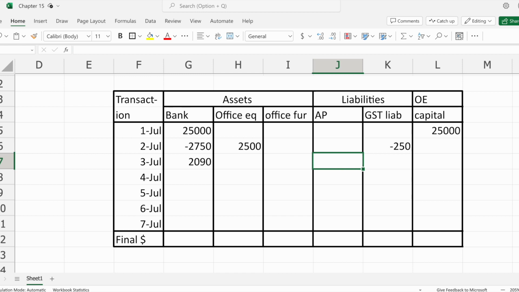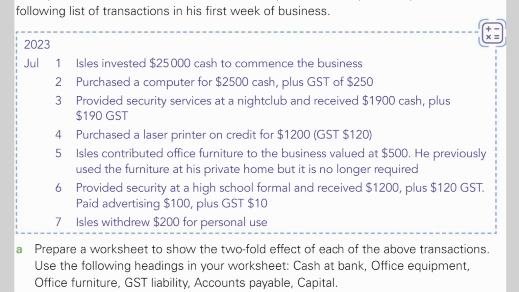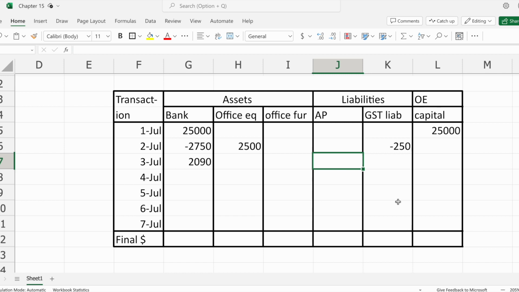Now the liabilities: with the information that we're provided with, we know that they got $190 in GST. My bad, we'll put the GST. In this case, it's just 190 because you're getting GST, you're not paying GST, but it still goes to the ATO. That's why it's a liability.